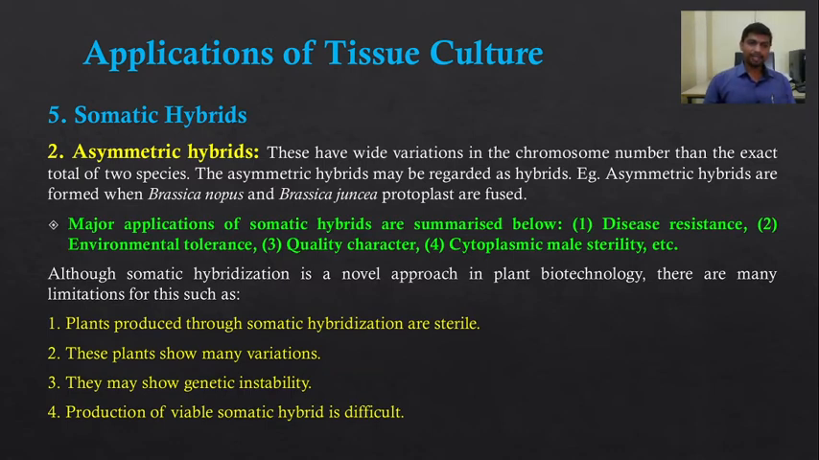Although somatic hybridization is a novel technology in plant biotechnology, it has these limitations: mostly the somatic hybrids are sterile, these plants show many variations, they also show genetic instability, and the production of viable somatic hybrids is difficult.